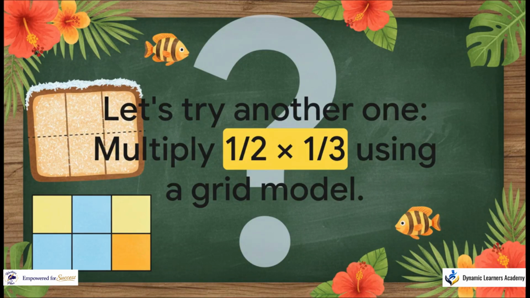So let's try this one. What is 1/2 times 1/3? Let's use another story. Imagine you've got 1/3 of a cake left over from a party, and you decide you're going to eat half of that piece. How much of the whole entire cake are you actually eating?